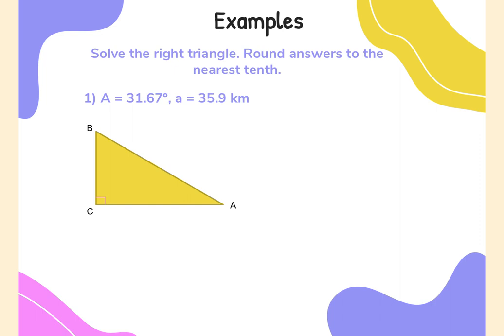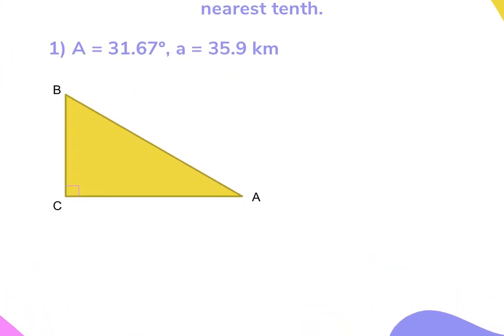And they will look something like this. Solve the right triangle, round your answers to the nearest tenth. So if I'm given in the instructions that angle A is 31.67 degrees, side A is opposite angle A, so this would be 35.9. That's a length. I need to find everything that's missing. I already know that C is the right angle. So I need angle B, I need side B, and I need side C.